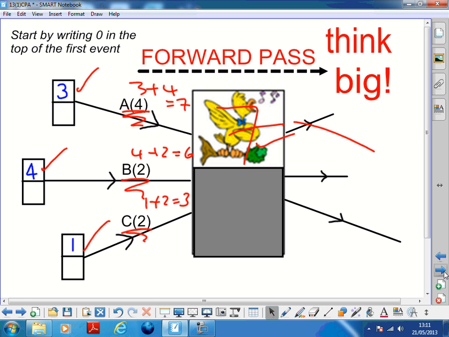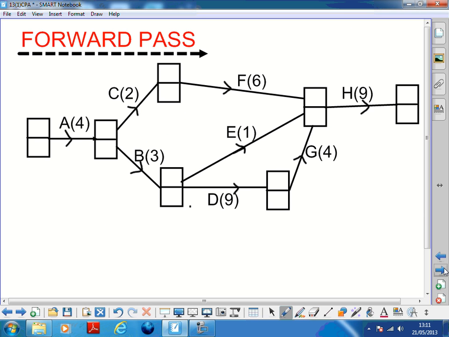Now, one of the hardest things is tracking what you're doing. So I like to get students to do a little thing like this, just to show that they've considered how many things are feeding into that event. So 1, 2, 3 things, and then in your head, 3 add 4, 4 add 2, 1 add 2, what's the biggest? Write it in. Okay? Ready to have a go? Okay. There you go. So start with a 0, that's it. This must be 6 and this must be 7. But I've considered that.